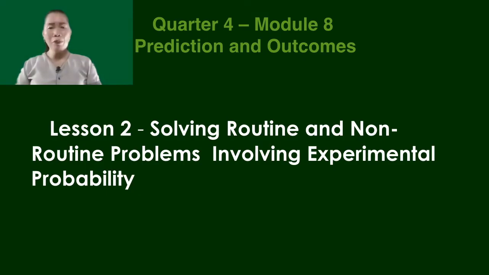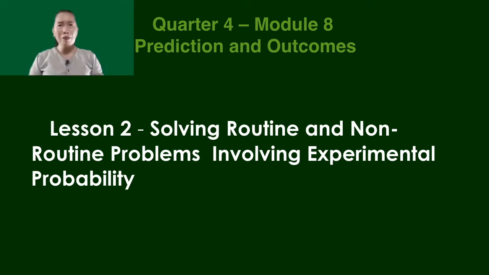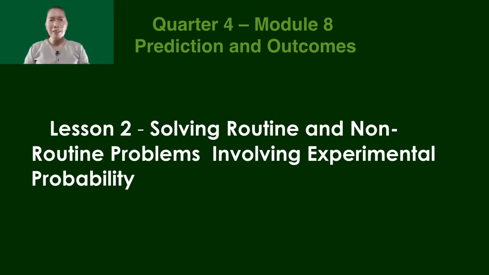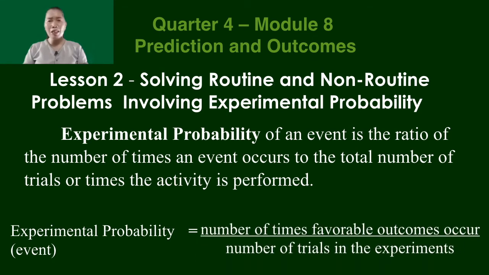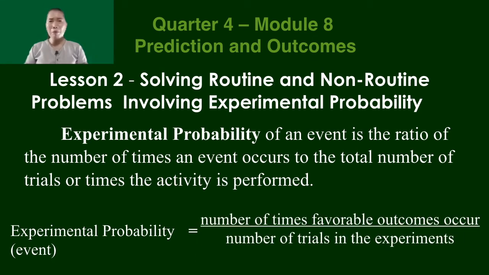At this point, we will discuss our second lesson of Quarter 4, Module 8, solving routine and non-routine problems involving experimental probability. You know already how to find the experimental probability of an event. This time, you apply your knowledge through solving routine and non-routine problems involving experimental probability. Experimental probability of an event is the ratio of the number of times an event occurs to the total number of trials or times the activity is performed.